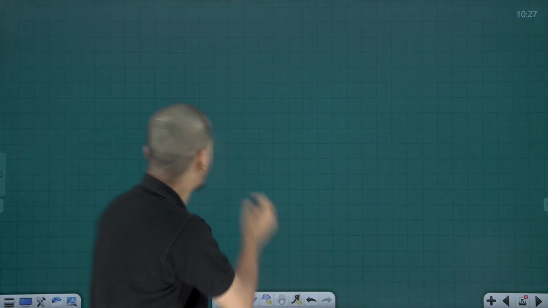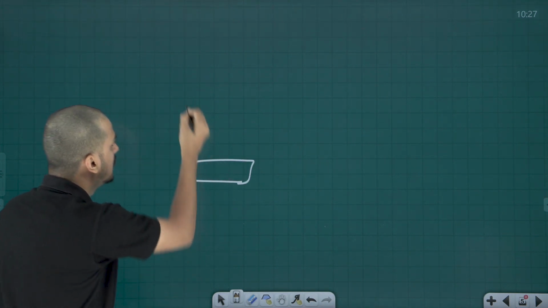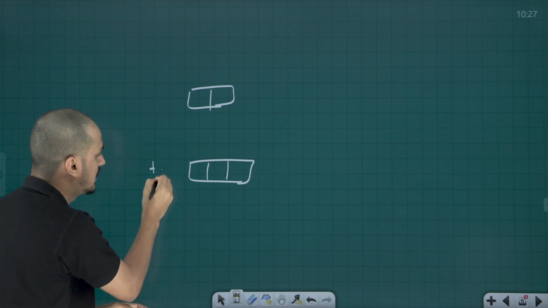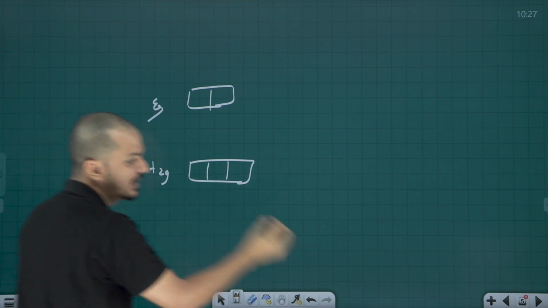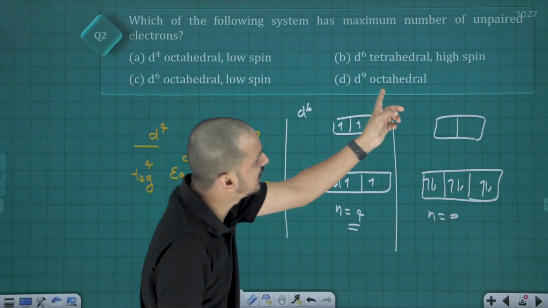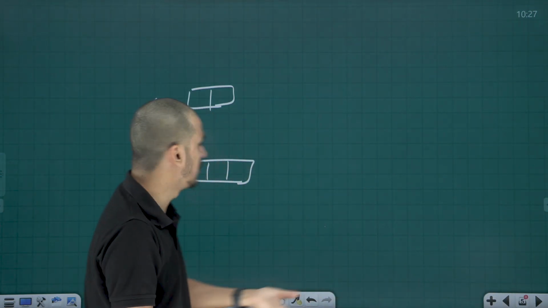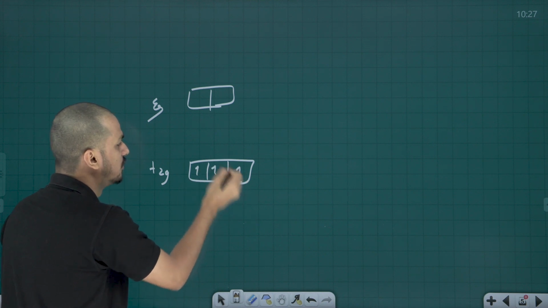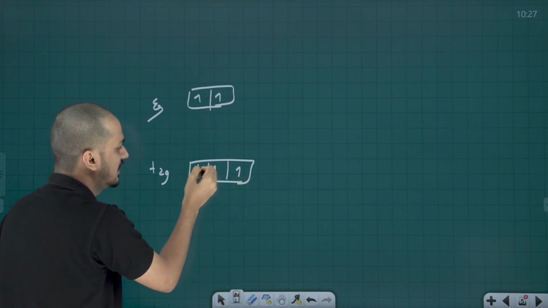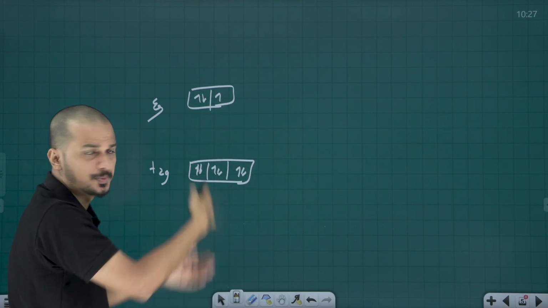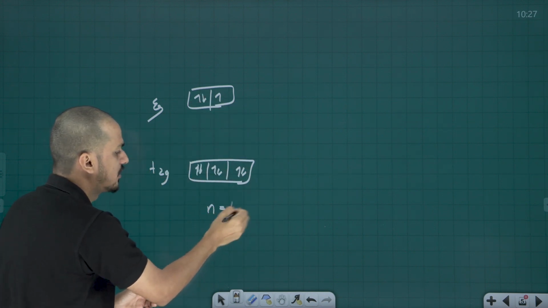And d9 means what? d9 octahedral you can draw like this. See 1, 2, 3, 4, 5. This is t2g. This is eg. And in the case of d9 octahedral, if it is high spin or low spin, it will be like this 1, 2, 3, 4, 5, 6, 7, 8, 9. High spin or low spin, same, number of unpaired electrons equal to 1.